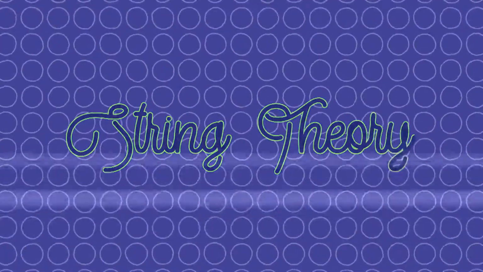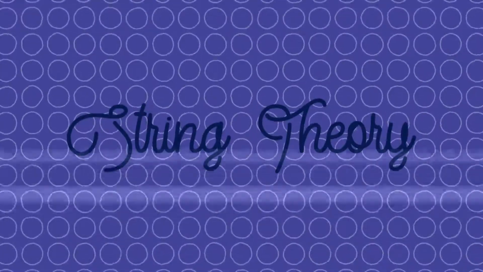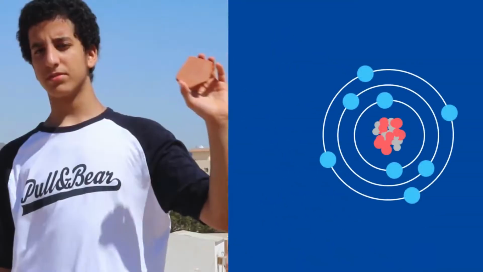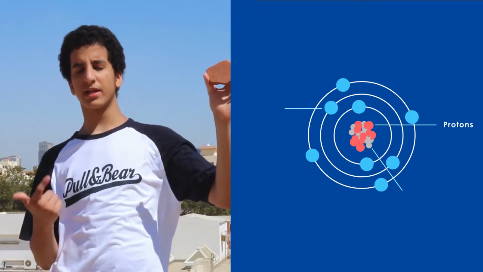Today, we're talking about string theory, but first, you need to know what the molecular nature of a substance is. Now, to know the molecular nature of this brick, you'll need to know its form. This brick contains molecules. Molecules contain atoms. Atoms are made up of protons, electrons, and neutrons.